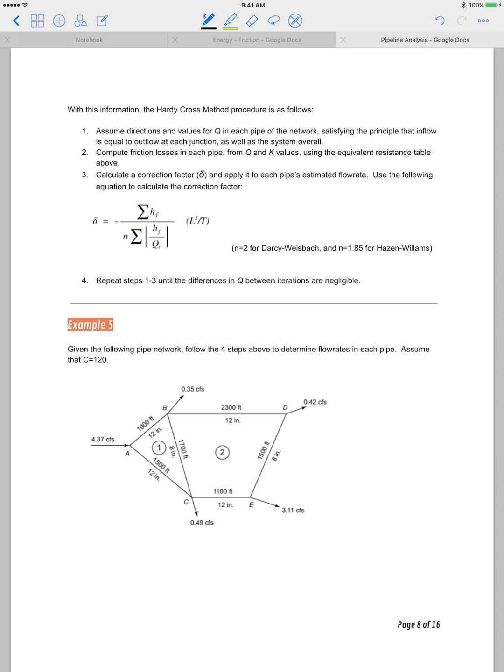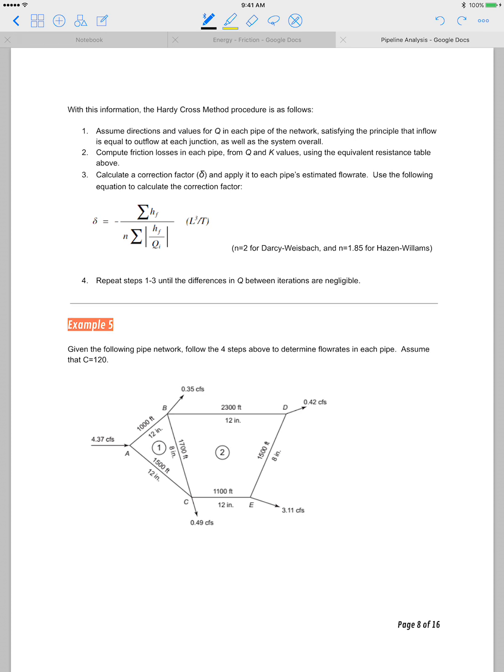But first and foremost, you have to assume directions and values for Q in each pipe of the network, satisfying that inflow is equal to outflow at every junction, as well as the system overall. So, for example, if the flow's coming in over here, we can make an assumption that the flow goes this way and the flow goes this way, and that part of this is 2 CFS and part of this is 2.37 CFS, right? Because the top two branches added together are 4.37 CFS. So item number 1 says assume directions and values for Q in each pipe. Okay, so that would be the first part.